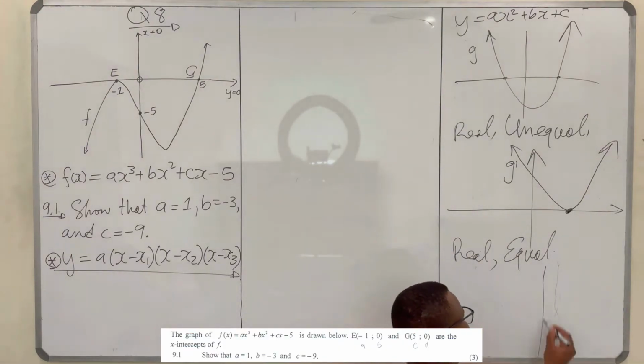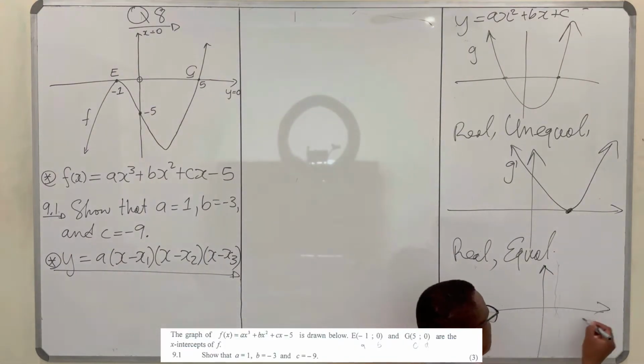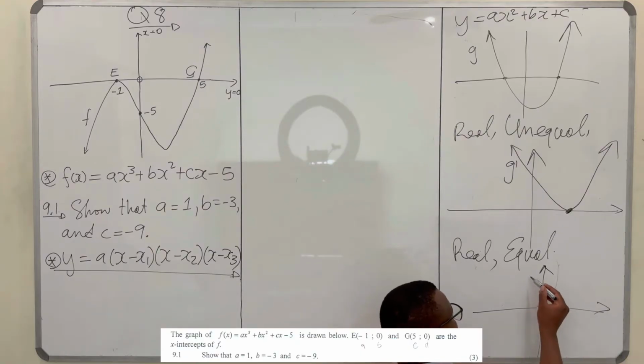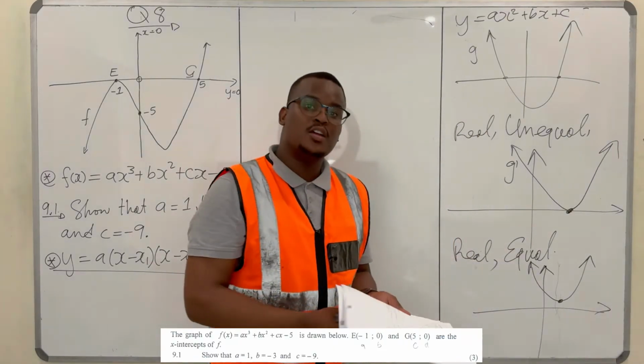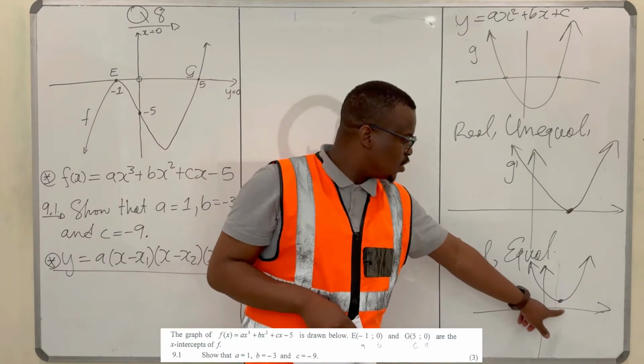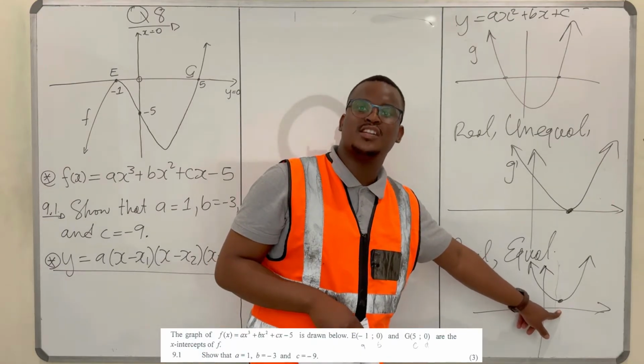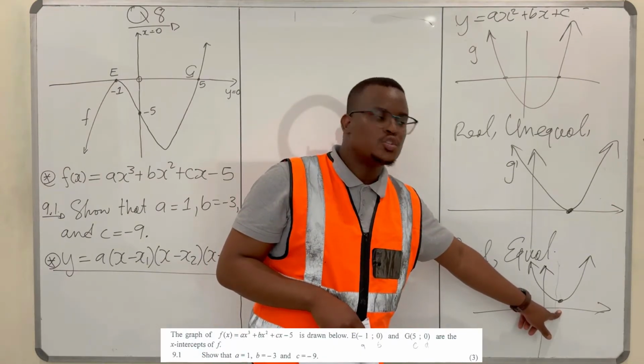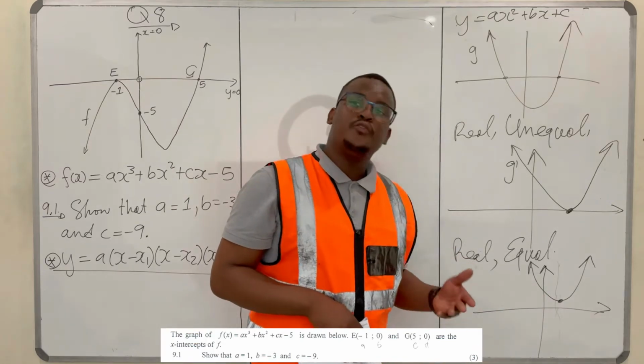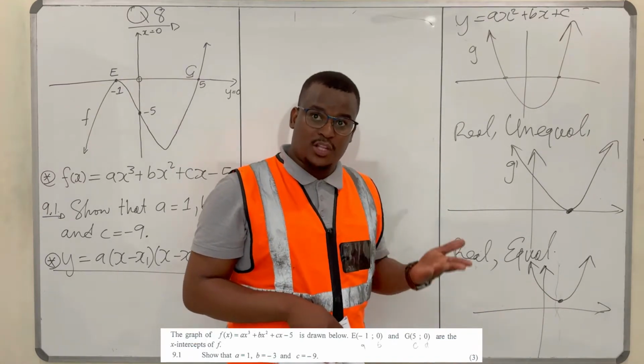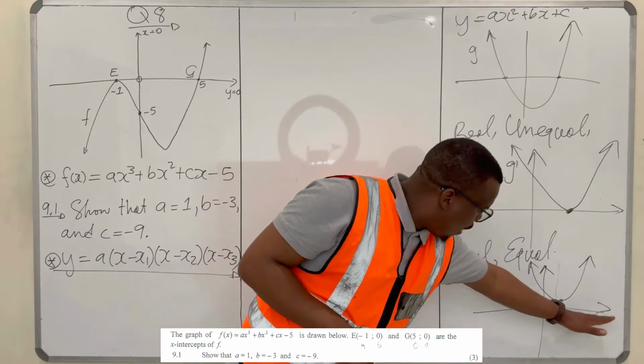And then the third situation that you dealt with might be something like this. You can see that this function of yours, your parabola here, does not cross or touch the x-axis. So this will not have solutions, because if you're looking for solutions, which are the roots of an equation, you're looking for the x-intercepts.